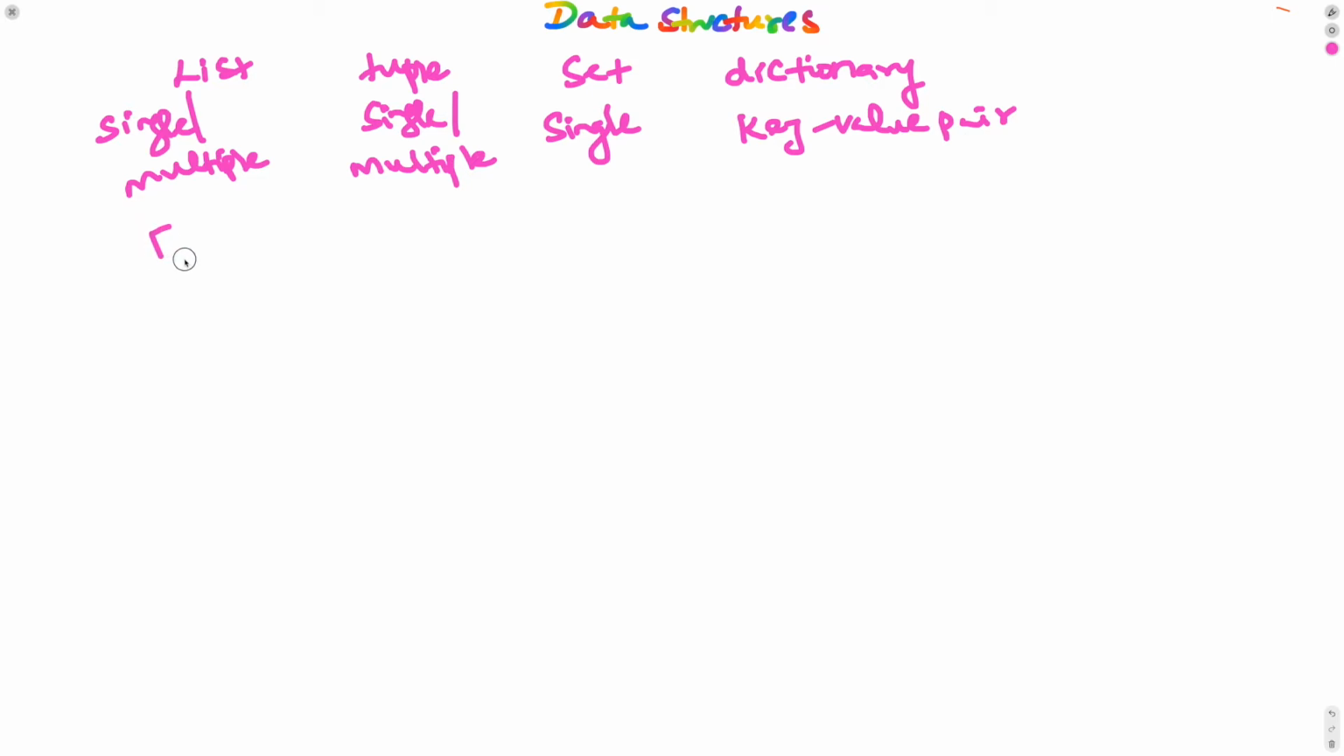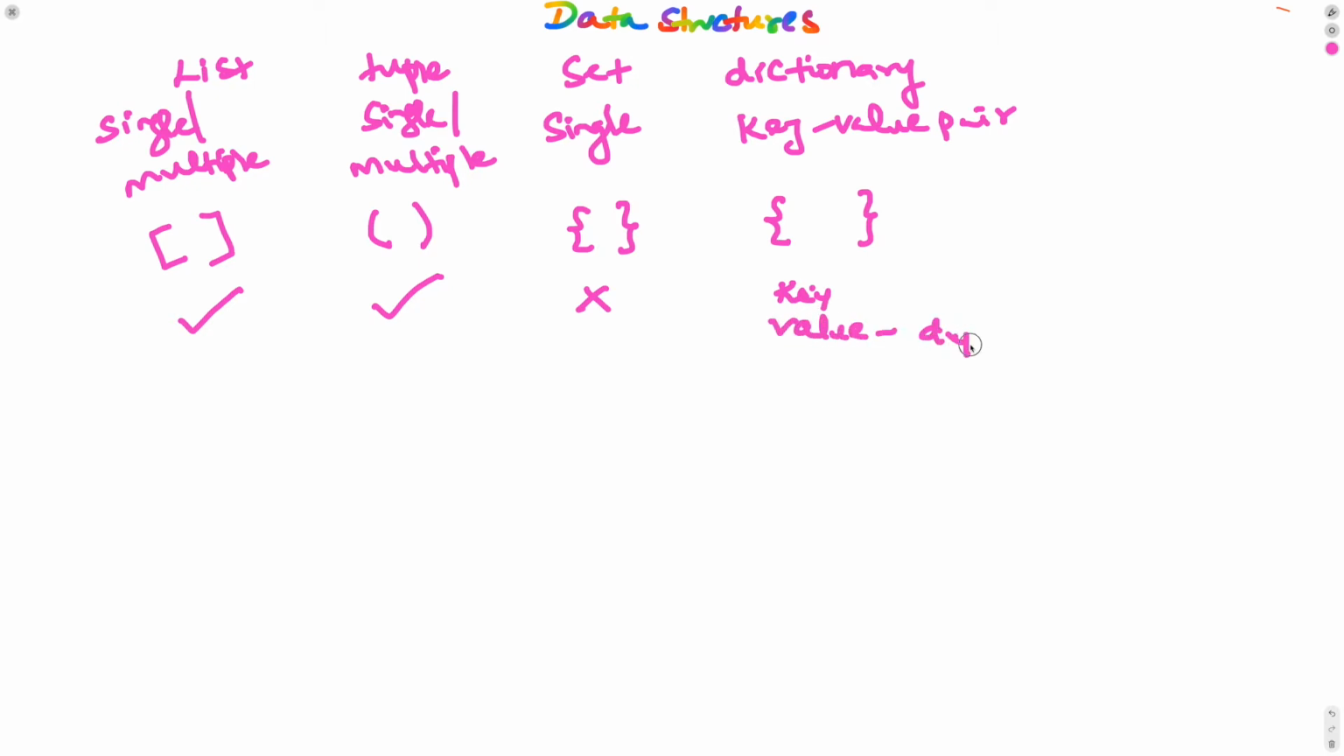List is going to be represented with square braces, tuple with normal braces, set with curly braces, and dictionary is also going to be represented with curly braces. Regarding duplicate values, you can have duplicate values in list and in tuple, but as we know already, there are no duplicate values in set or in dictionary. But one more thing is, in dictionary you can have duplicates in the values. I said there are key and the value. In values you can have duplicates, but in key no duplicates are allowed.